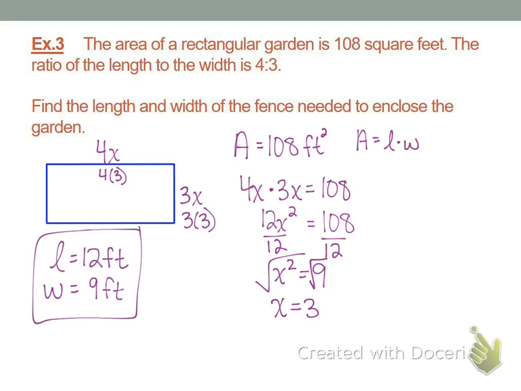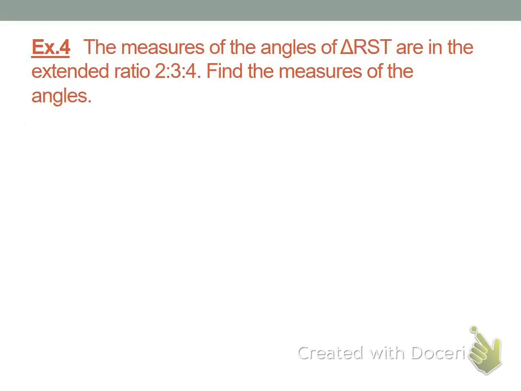And of course, we could check ourselves. If we take 12 times 9, we would get the correct area of 108. Questions, concerns about example 3? Okay, again, the hardest part, other than needing your prior knowledge of area of a rectangle, the hardest part for most students is remembering that you have to assign a variable next to your ratio numbers, because it seems like you kind of pull it out of thin air. Students don't generally like to do that. Ready to move on? Okay.